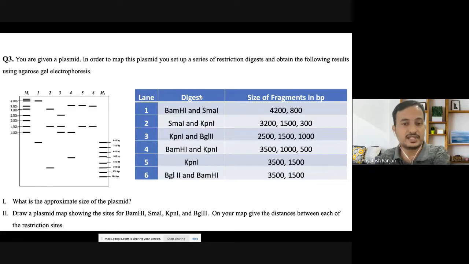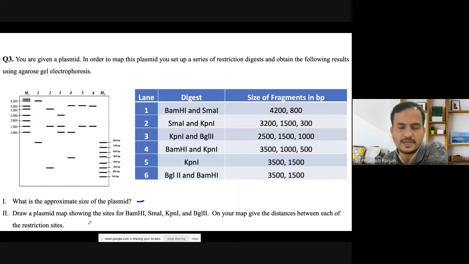Now, the third question was from restriction mapping. A simple question: you are given a plasmid. In order to map this plasmid, you set up a series of restriction digests and obtain the following visuals. This is a protocol which is widely used in the lab. Now, what is given? They have used enzymes like BamHI, SmaI, KpnI, BglII for digesting a plasmid, and then they have mentioned the sizes of the fragments obtained after digestion. So now, what are the things which have been asked in the question?